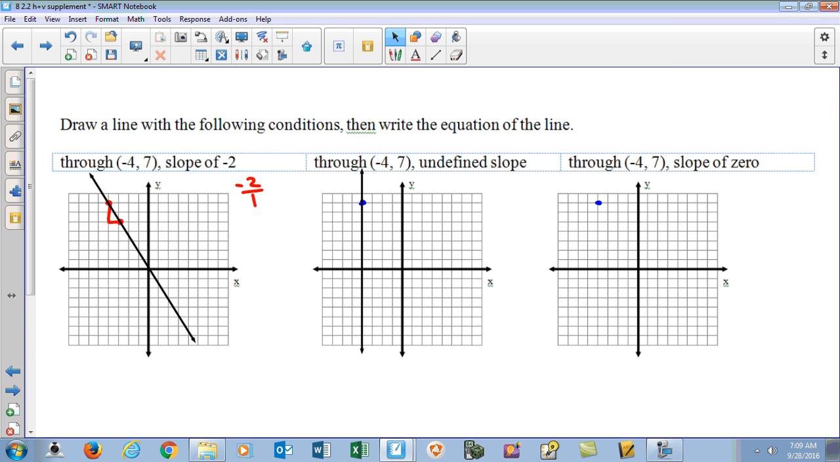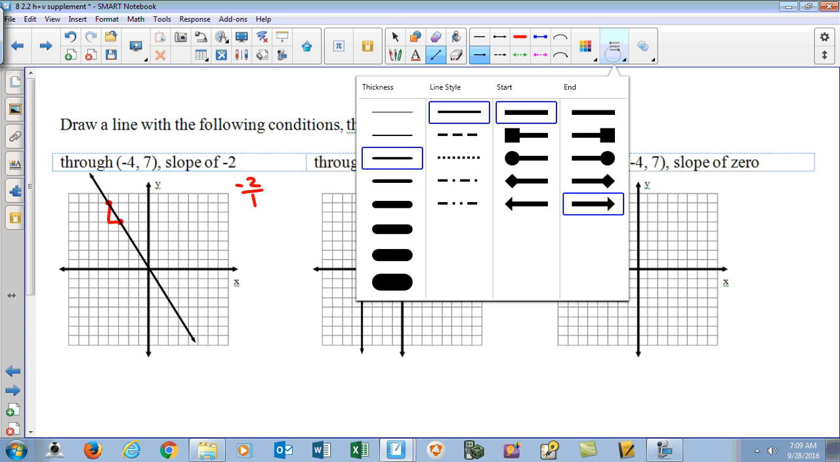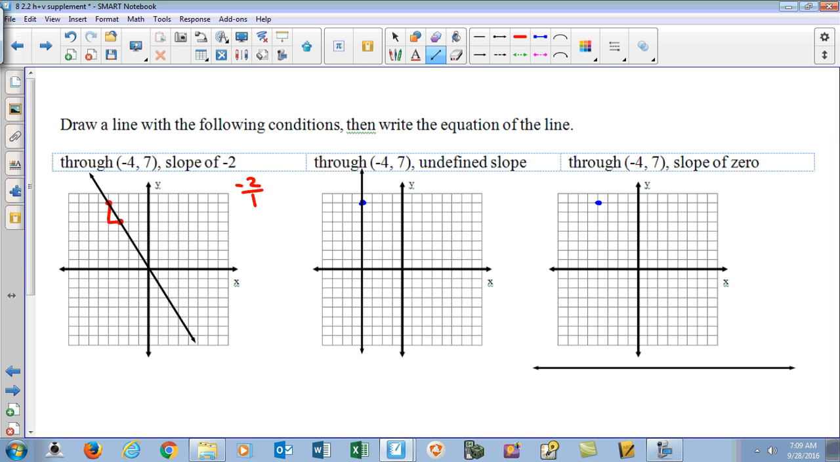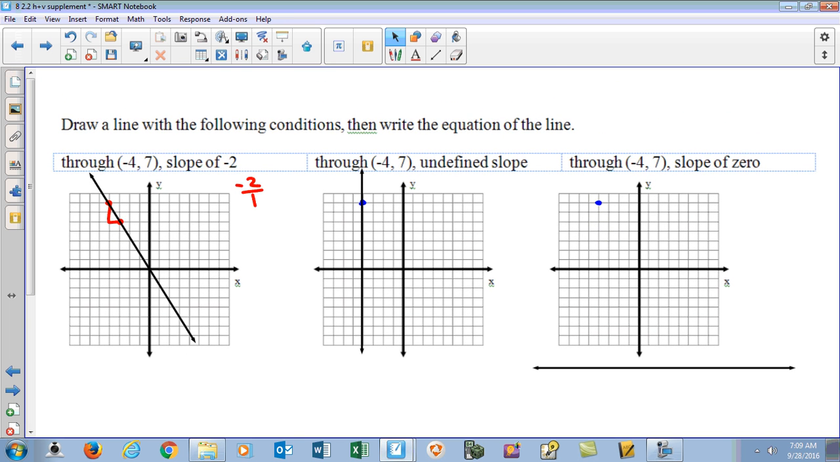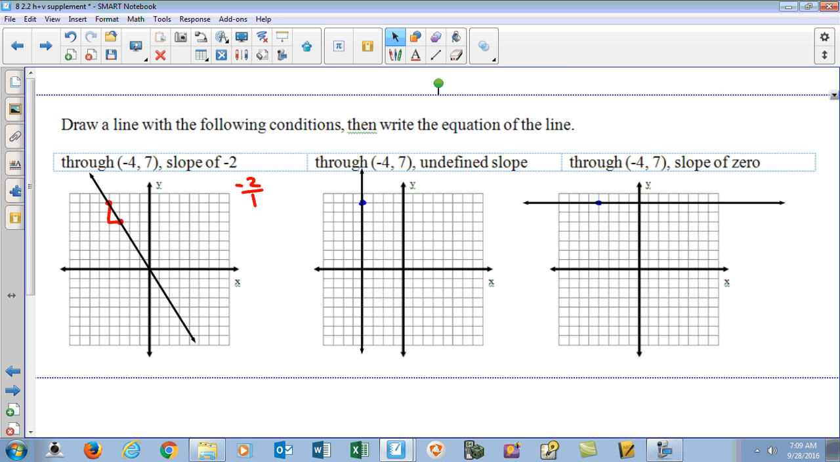All right, and then the last one, again, same point again. But now I got a slope of 0. And what kind of line do you remember has a slope of 0? Right, horizontal line. So this goes across, and I'm just going to drag this up. Let's try that again. All right, and there we go. So there's our horizontal line. It has a slope of 0 through the point negative 4, 7.